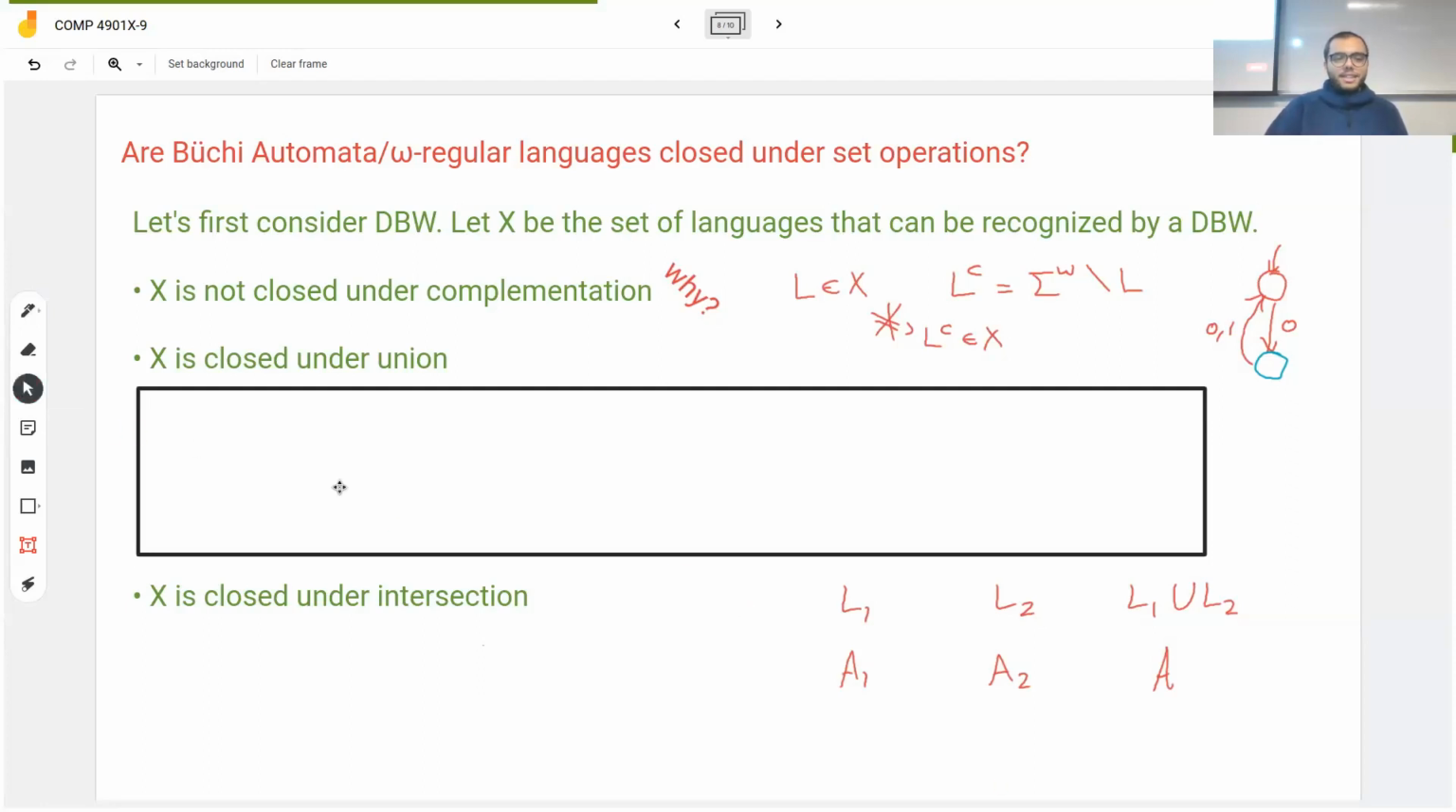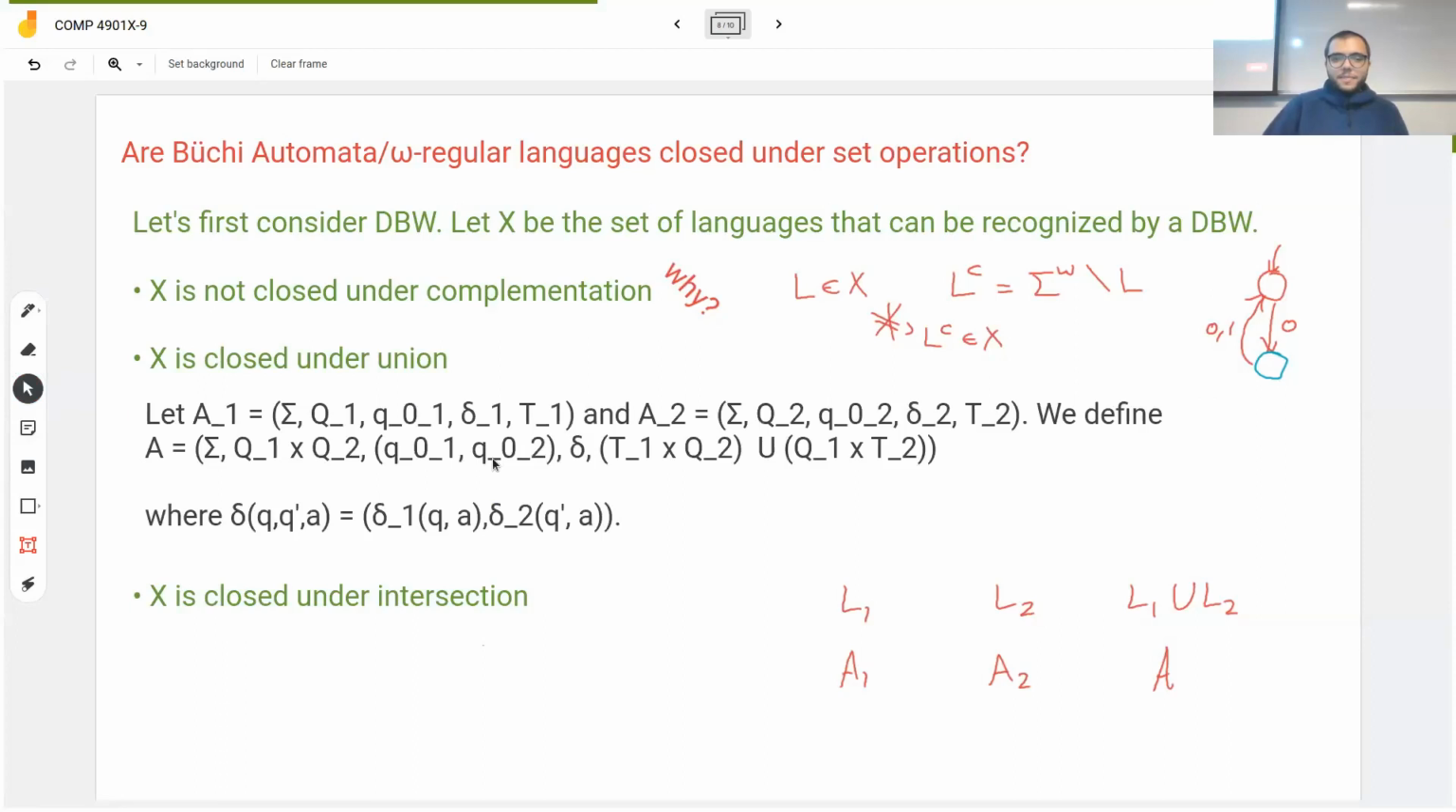Yes. Great. Okay. So basically, what we're going to do is take the product. I'm going to create a new automaton which has a new state for every possible pair of states in the first automaton and the second automaton. And then this new automaton is going to basically simulate both of the original automata at the same time.